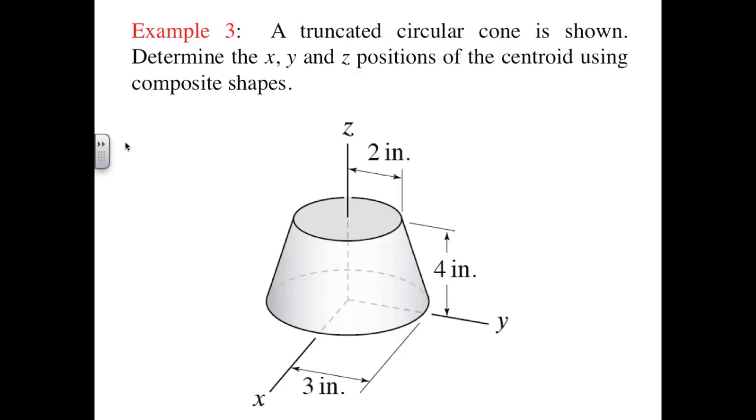In this third example, we have a truncated circular cone and wish to find the location of its centroid. Note that the symmetry of the object tells us right away that the x and y components of the centroid are 0, so we only have to find the z component. This is a problem we can do using either the composite approach or the integral approach, so we'll use both.